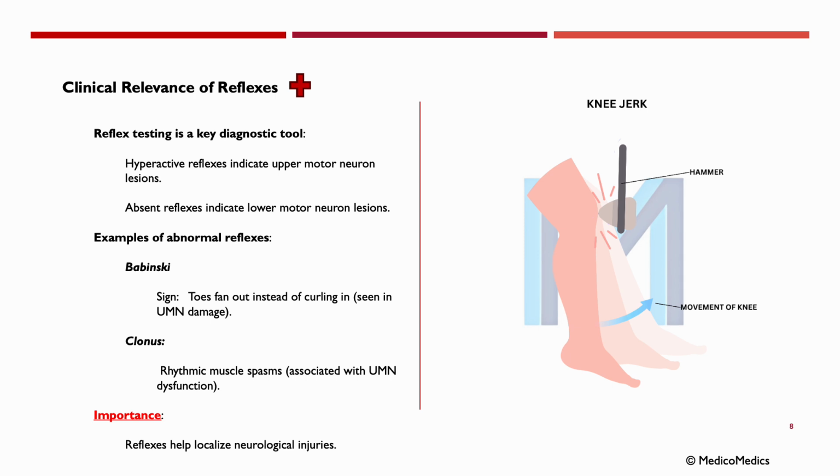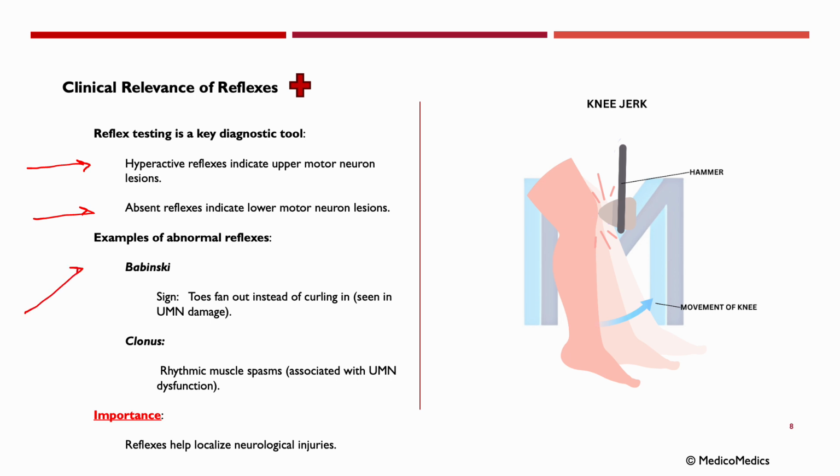Now, reflex testing is one of the most valuable tools in the neurological exam. It gives us fast, reliable clues about where a lesion might be. In general, hyperactive reflexes point toward upper motor neuron lesions because inhibitory control from the brain is lost. Absent or diminished reflexes suggest a lower motor neuron lesion, meaning the reflex arc itself is damaged.